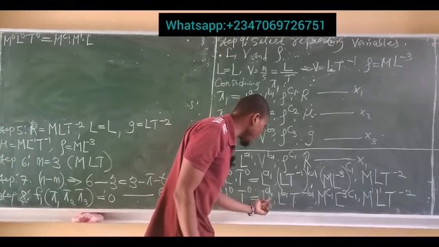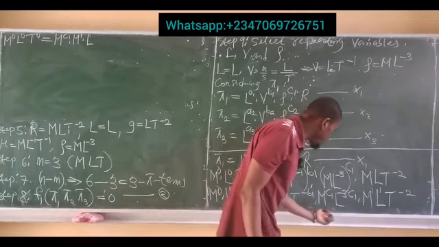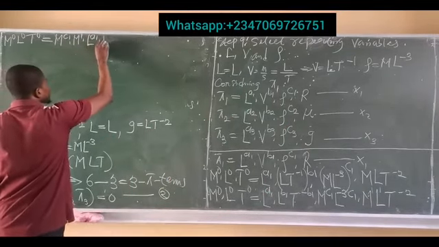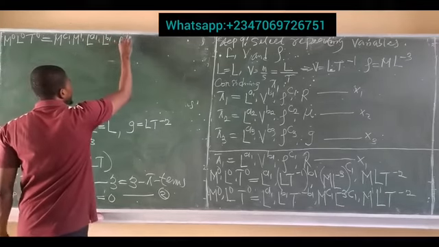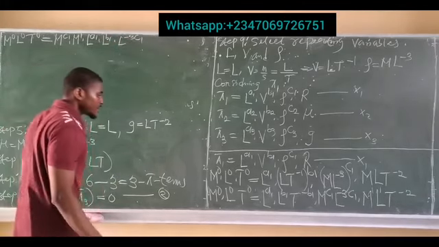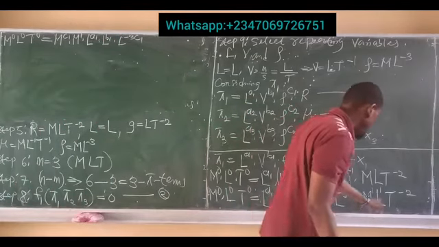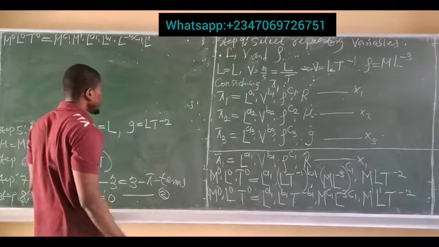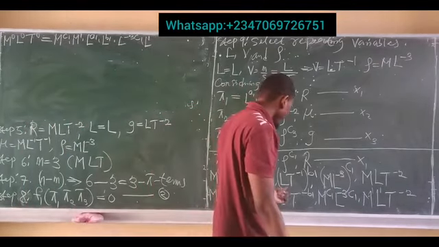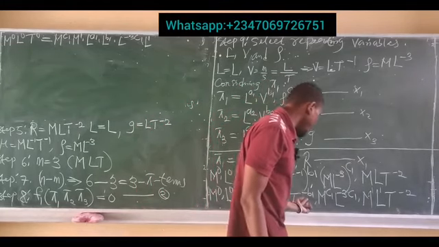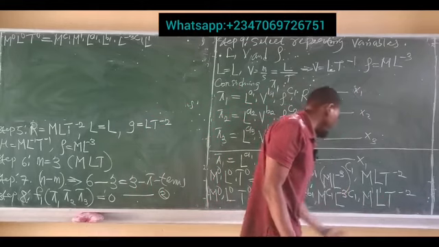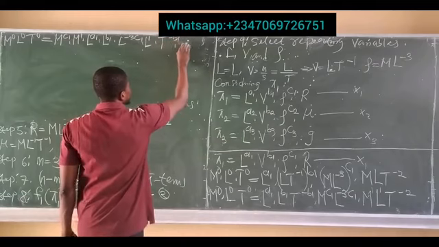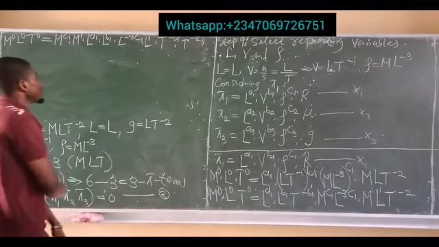I have L to the power of A1, L to the power of B1. I have L to the power of minus 3C1. Okay, L to the power of A1 times L to the power of B1 times L to the power of minus 3C1. It doesn't end there. I still have L to the power of 1 over here times L to the power of 1. Okay, finally for T, we have T to the power of minus B1 here, and we have T to the power of minus 2 here. So for T, we have times T to the power of minus B1 times T to the power of minus 2. We simply have this.